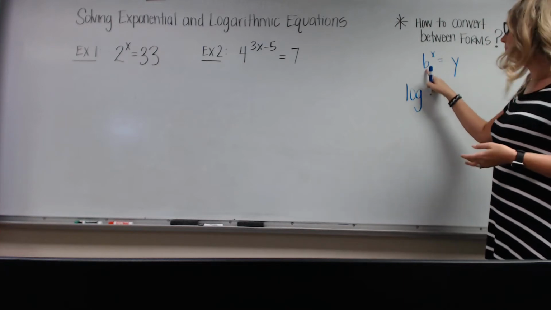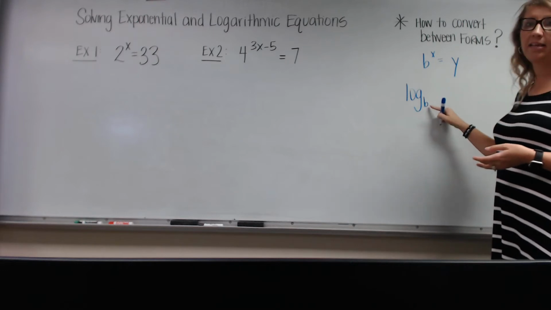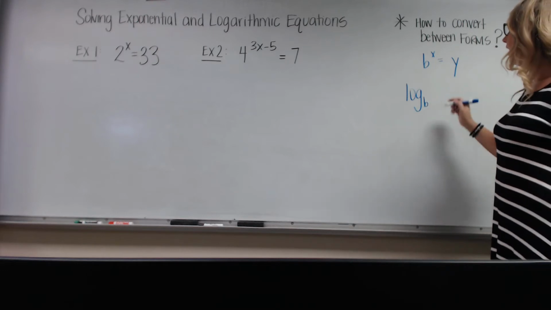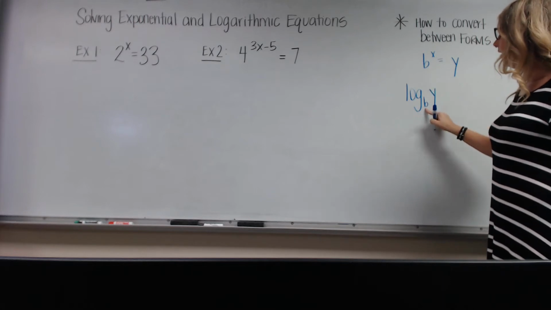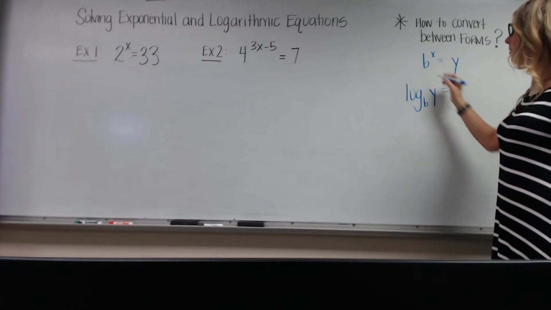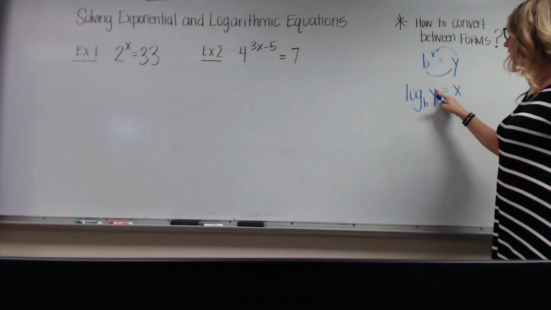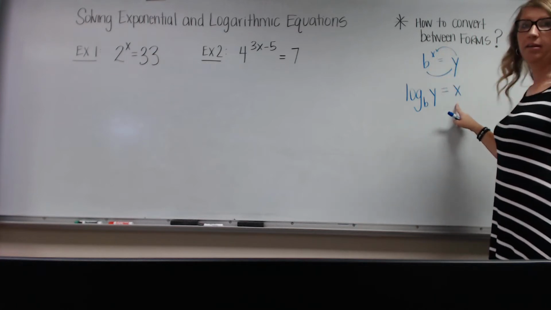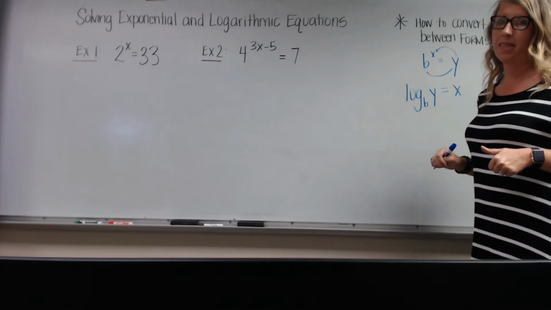Now the key is the base of your exponential is the base of your logarithm. So that number is going to stay the same. And then the y that was over here now goes with the b, and that's equal to the x that was up here. Some people even do a circular pattern. So log b goes to y, back to x. Make sure you can convert the two forms before you start doing my methods.